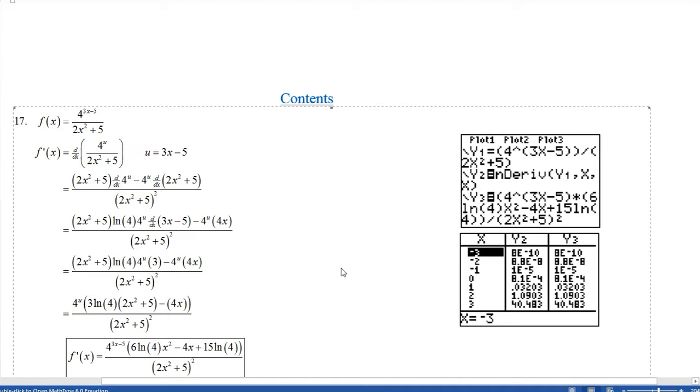Let's check it. As we check any of our derivative problems, we put the original function in here for y1, being sure to put parentheses around the numerator and the denominator.